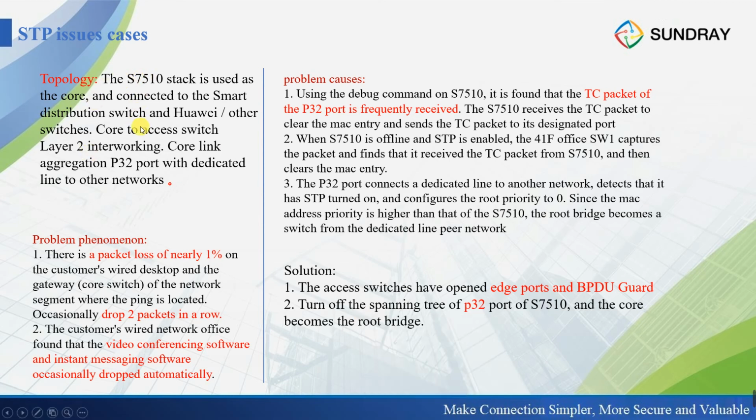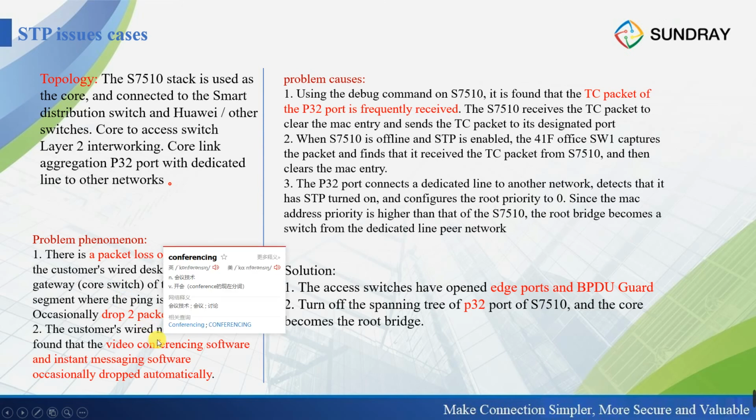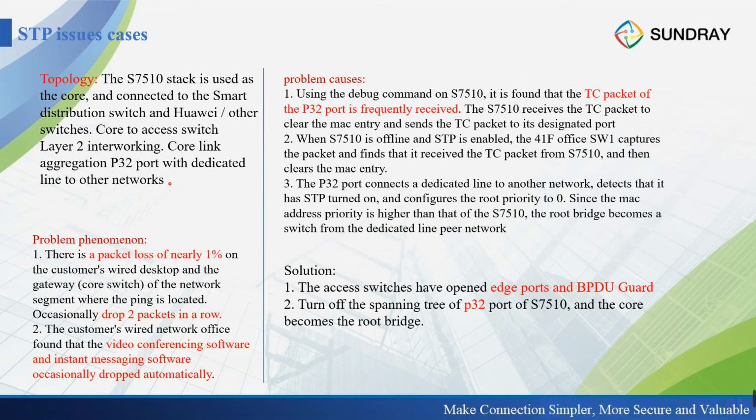The second issue happens to one high-end core switch. The problem phenomenon is a packet loss of about 1%, and for the users, if they use video conferencing, it will automatically drop sometimes.